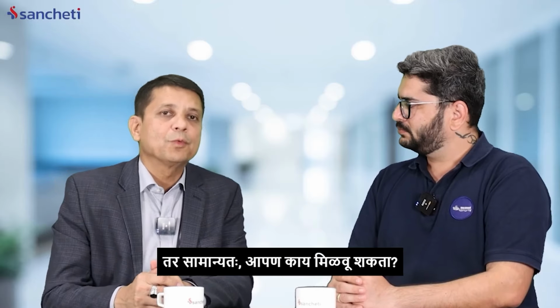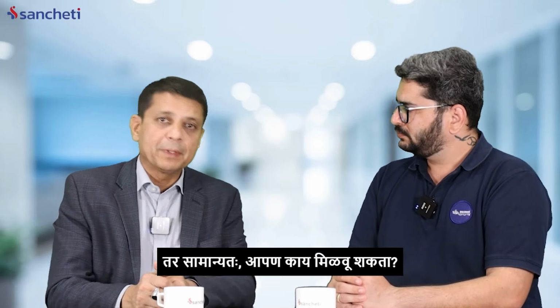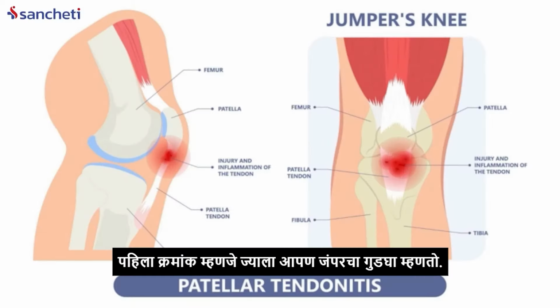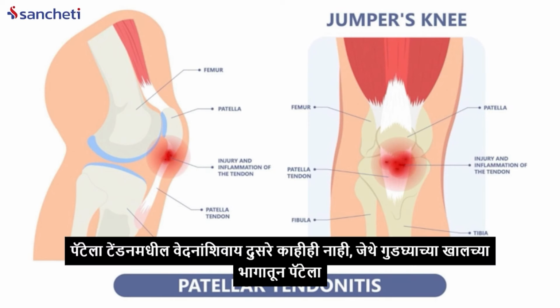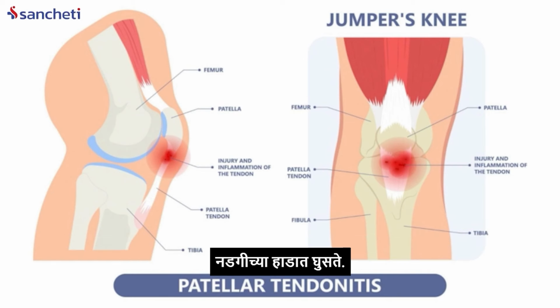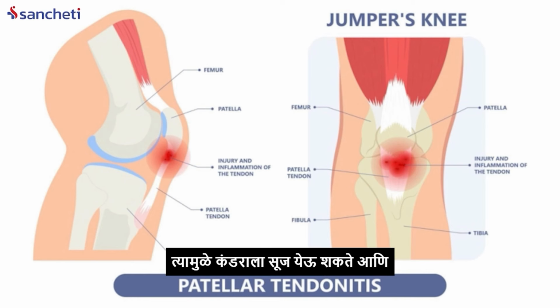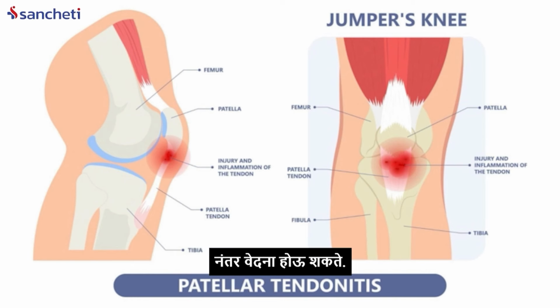Number one is what we call the jumper's knee. The jumper's knee is nothing but pain at the patellar tendon, where the patella, from the lower part of the kneecap, inserts onto the proximal shin bone, that is the tibial tuberosity. That tendon can get inflamed and cause pain. So that is called the jumper's knee.